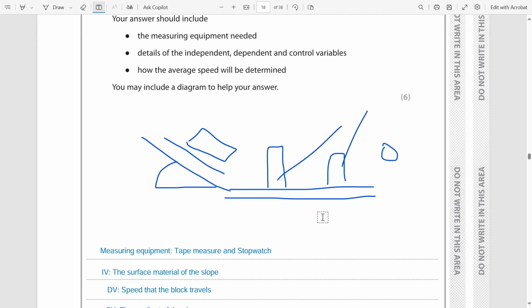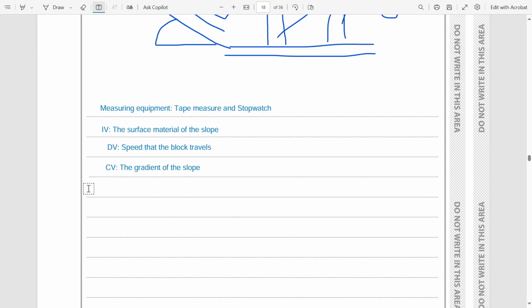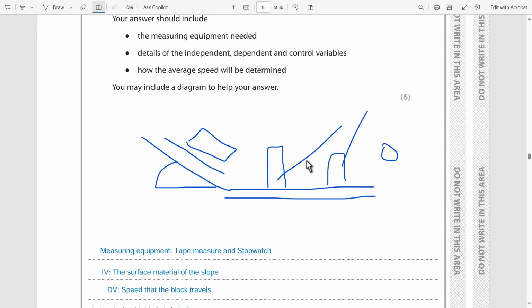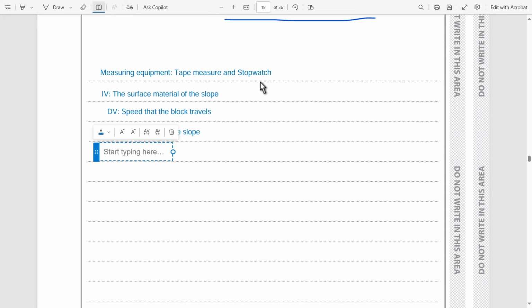Yeah. Same room, same air resistance, stuff like that. I don't think anyone would really think of that. Let's see, what else is there? How the average speed will be determined. Okay, this is your last mark, guys. 1, 2, 3, 4, 5. Yeah, our last mark. Just say you can use the equation.